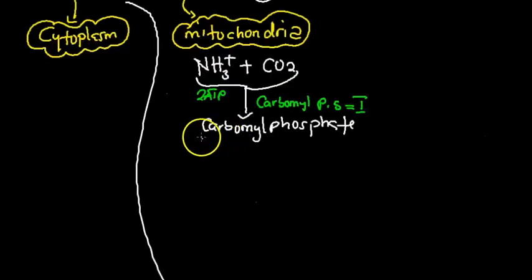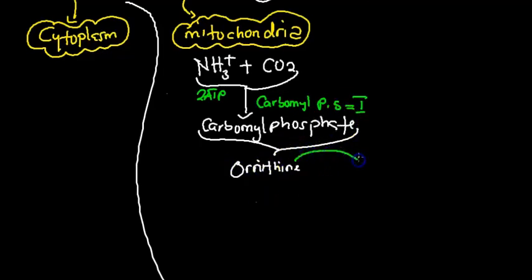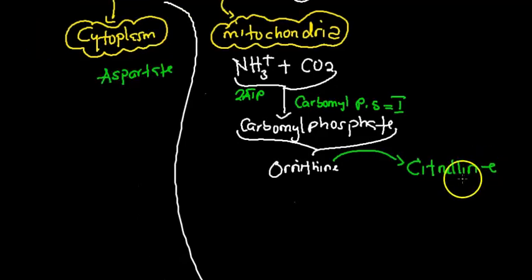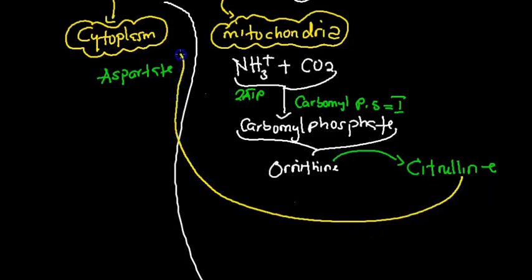So at this point, the carbamoyl phosphate will react with ornithine, and when it reacts with ornithine, it's simply going to give rise to what we call citrulline. At this point, the citrulline will move back into the cytoplasm and combine together with what we call the aspartate. And notice that the aspartate is an amino acid.